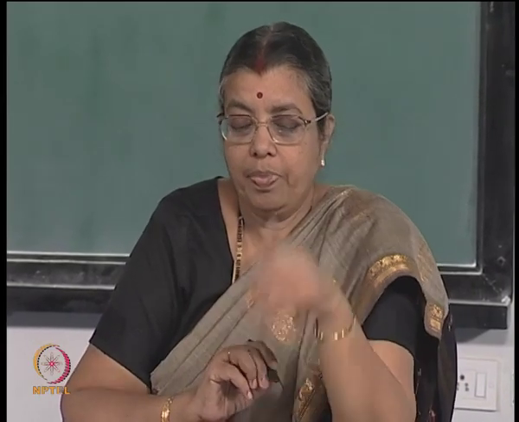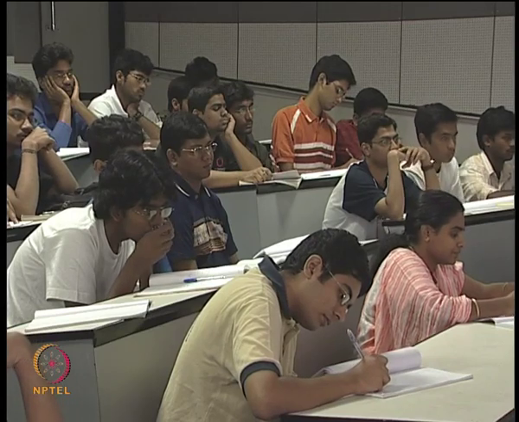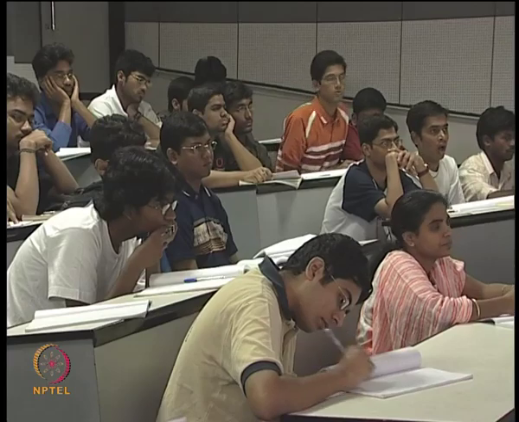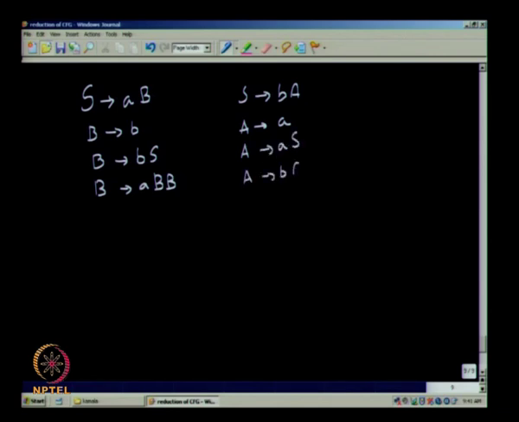Now, coming back to ambiguity, we have seen what is an ambiguous grammar, what is an ambiguous language, what is an inherently ambiguous language and so on. So, let me take this example which we have already considered. S goes to AB, S goes to BA, B goes to b, B goes to BS, B goes to ABB. A goes to a, A goes to AS, A goes to BAA. This example we considered earlier in the class. The language consisted of strings having equal number of a's and b's. Epsilon is not included. Is this grammar ambiguous or not?